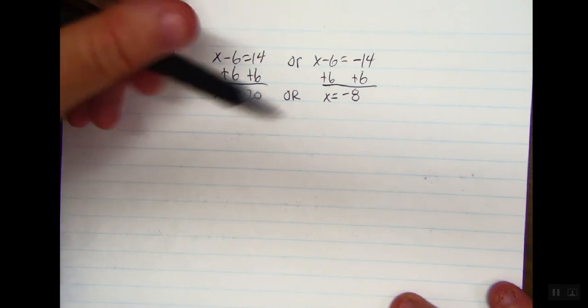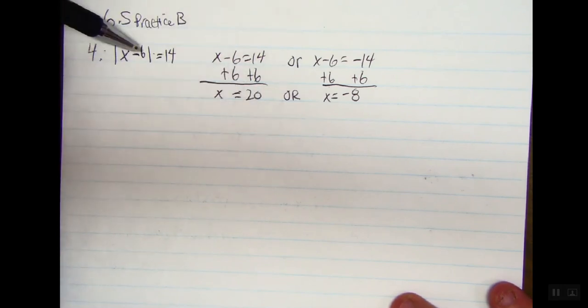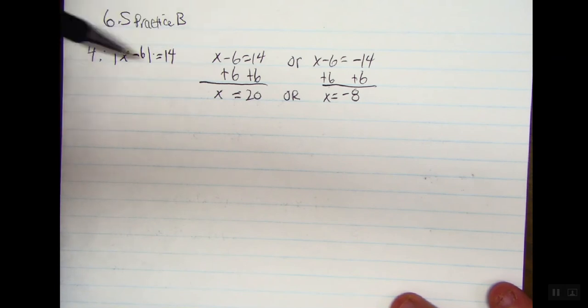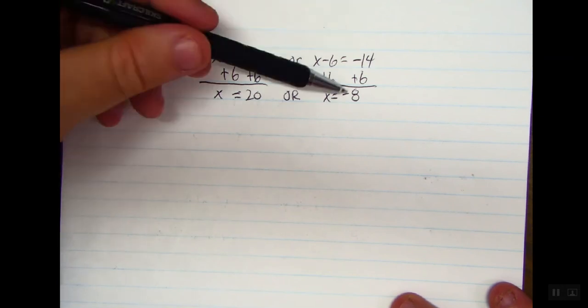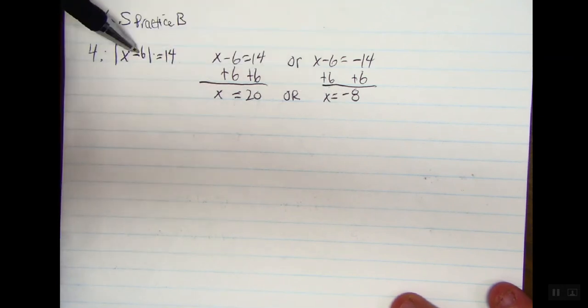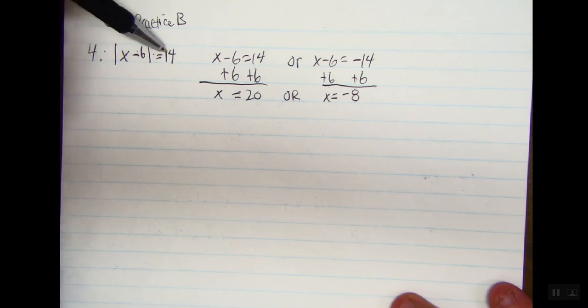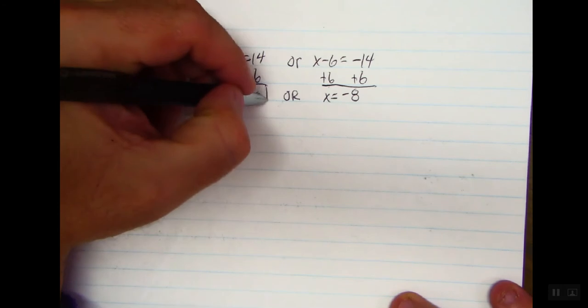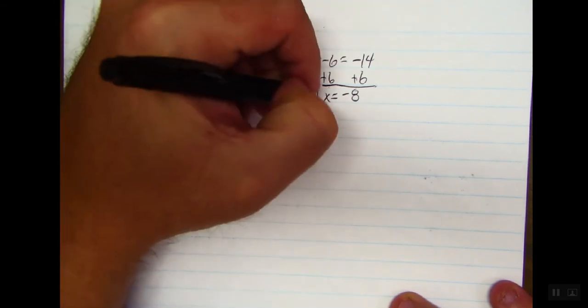Now I can guarantee I'm right because I can plug it right back into here. 20 minus 6 is 14. What's the absolute value of 14? 14. Remember, absolute value means the distance from 0, and distance is always positive. That's why this has to be a positive number over here. I'll plug in negative 8 here. Negative 8 minus 6 is negative 14. How far is negative 14 from 0? 14. So both of these are correct. You can easily check to guarantee that you have them right.